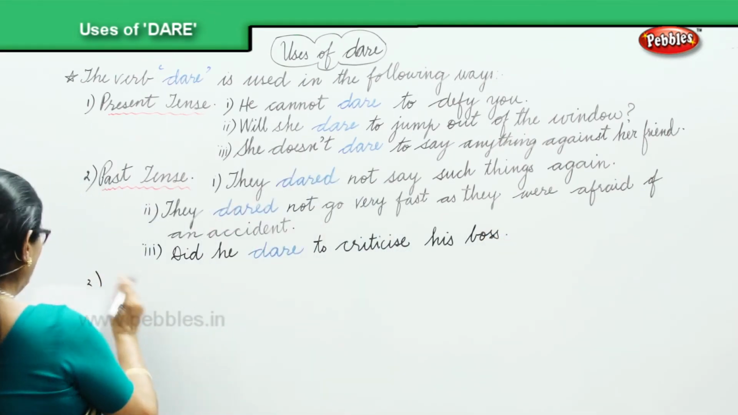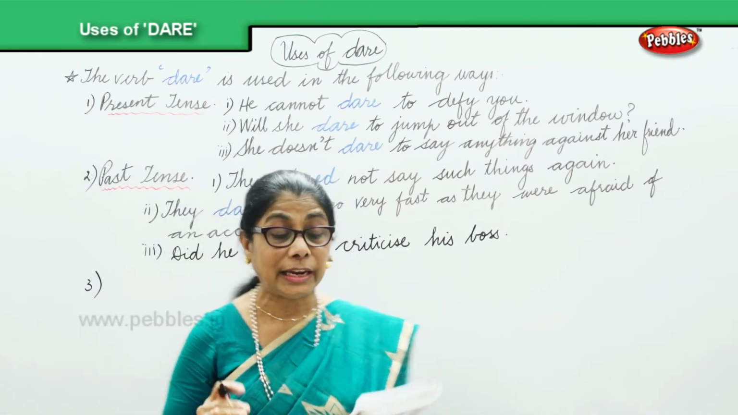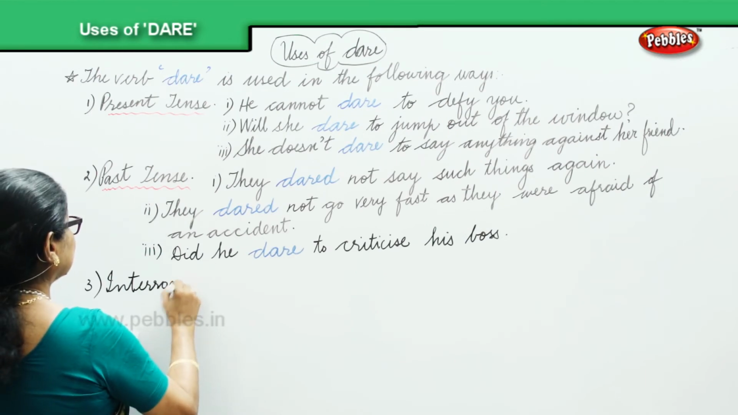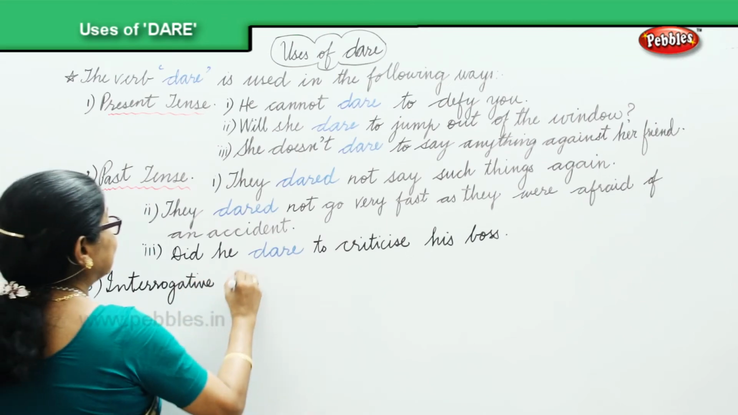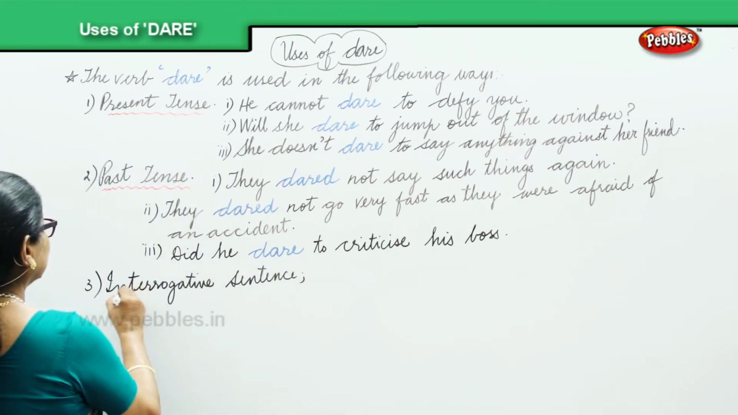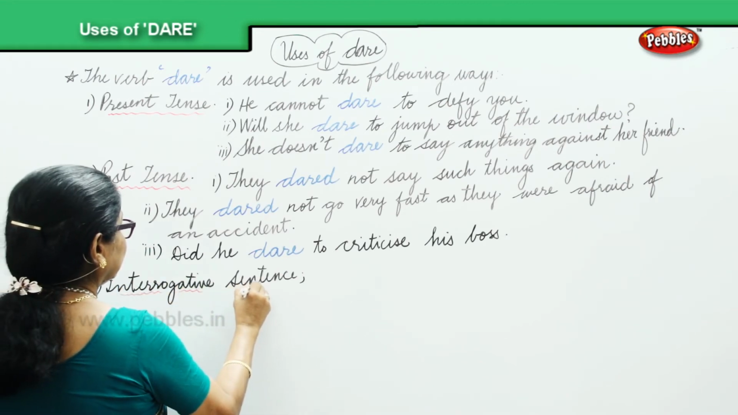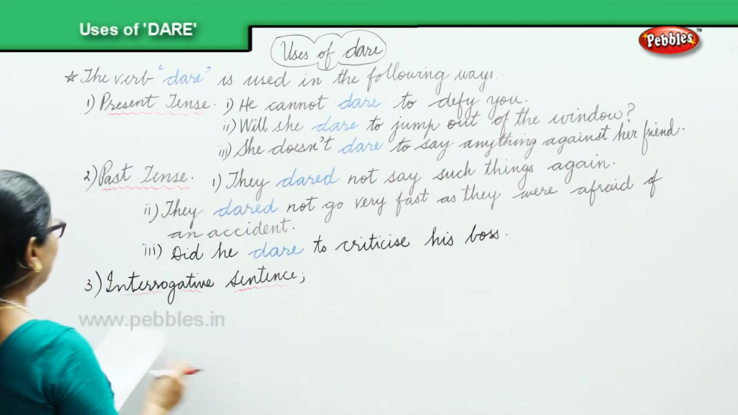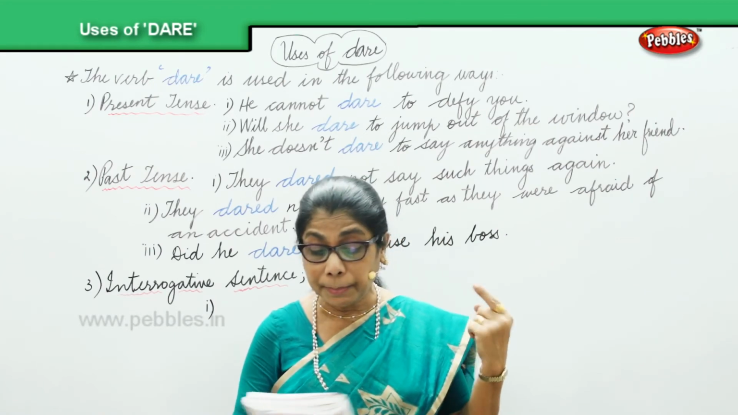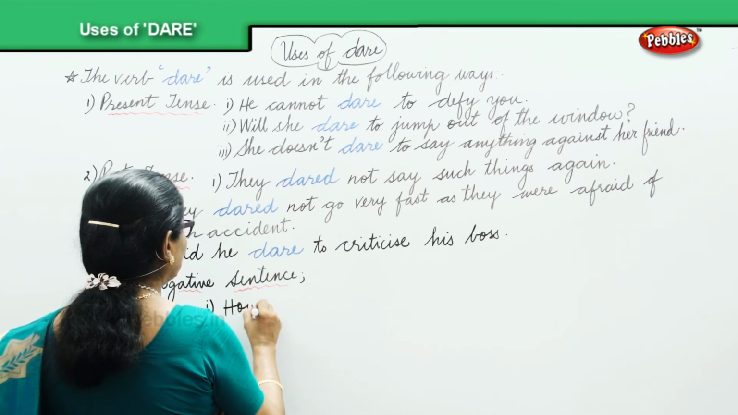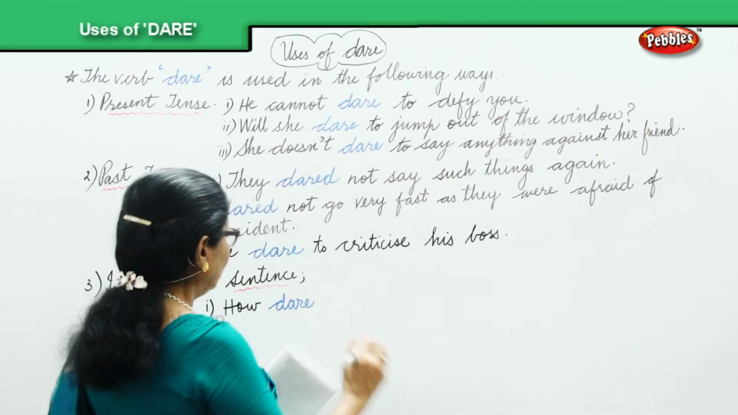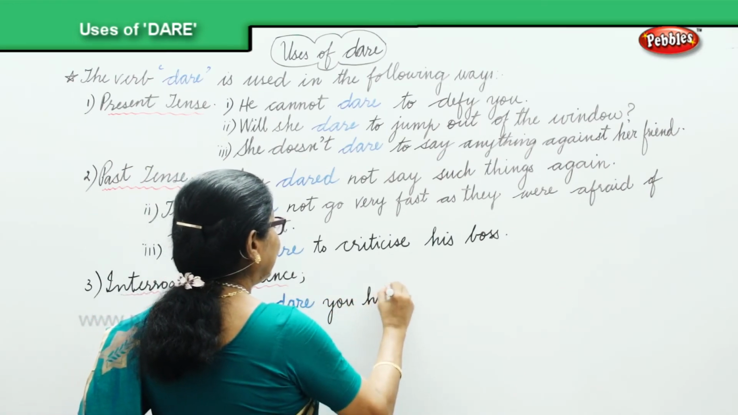And the third category, we have the use of dare in the interrogative sentence. Okay. The first sentence we have here under the interrogative: how dare you hit my brother? How dare you hit my brother?